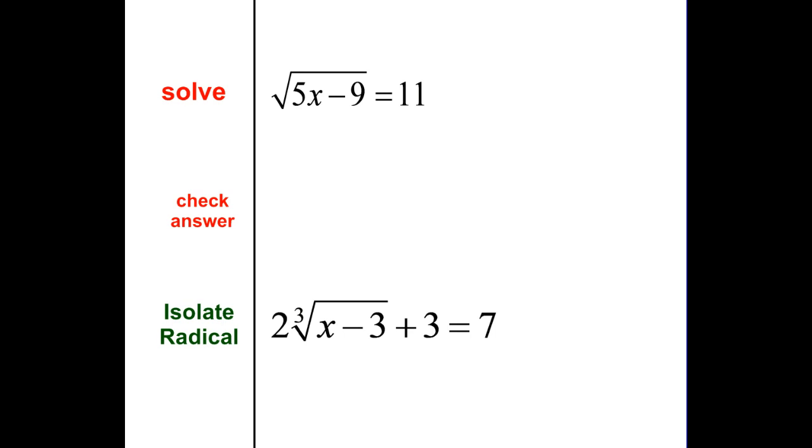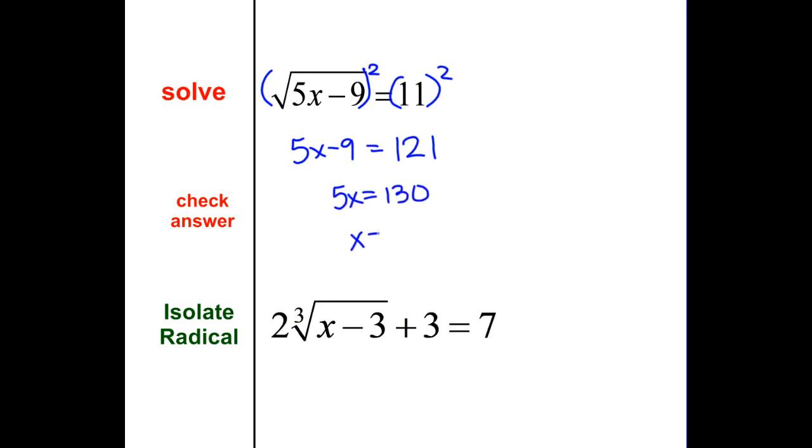Well, what's the opposite of that square root? Remember, the opposite of square root is to square. So remember, whatever I do on one side of the equal sign, I have to do on the other side. So I want to square that, which means I need to square that as well. The square root and the square cancel each other out, so it's just 5x minus 9 left on the left side. And then we do 11 squared, which is 121. Now we just solve from here. So we get 5x equals 130, which means that x equals 26.